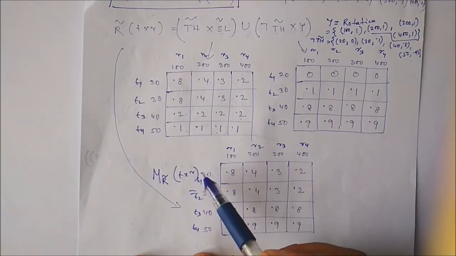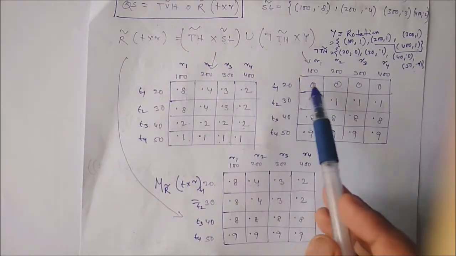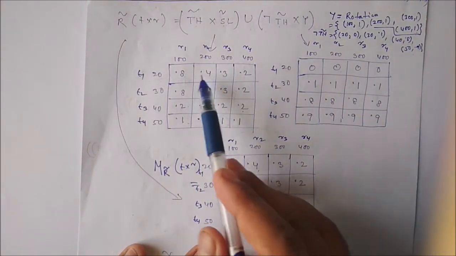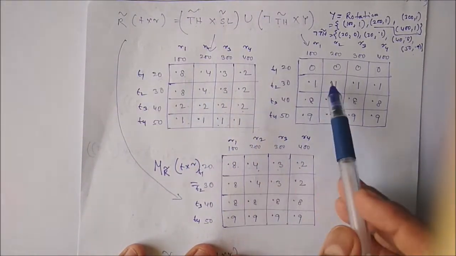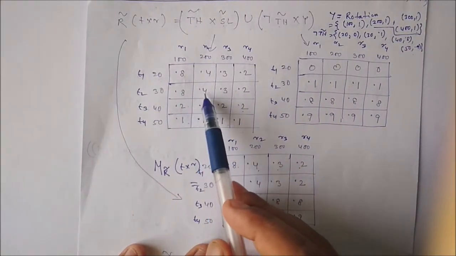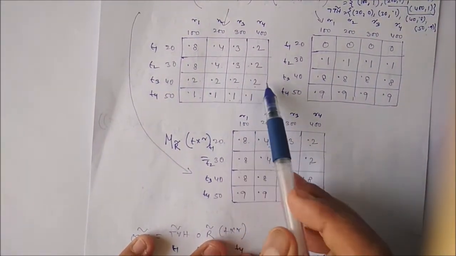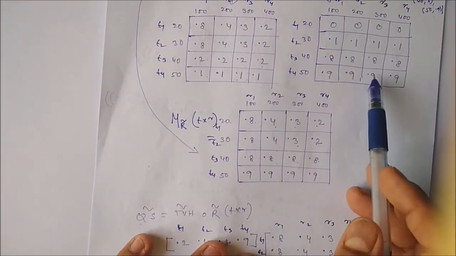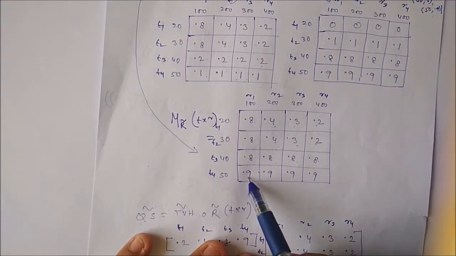Now we have to see the relation between TH and SL. We compare these two: 0.8 and 0, maximum 0.8; 0.4 and 0, maximum 0.4. Since all are 0 here, we copy the information from this side: 0.8, 0.4, 0.3, 0.2. Here all the elements are bigger than this, so we copy 0.8, 0.4, 0.3, 0.2. Here all the information is bigger, so we copy from this side, 0.8, 0.8, 0.8, 0.8. Here all the information is bigger than this side, so we copy from this part, 0.9, 0.9, 0.9, 0.9.